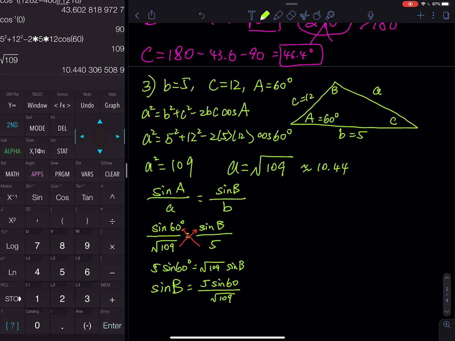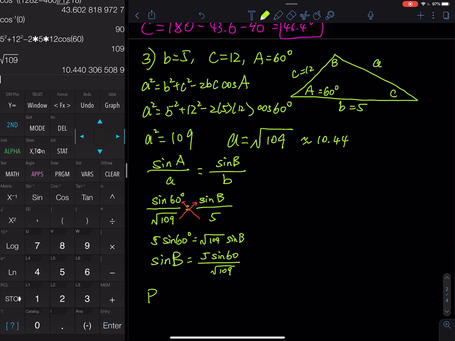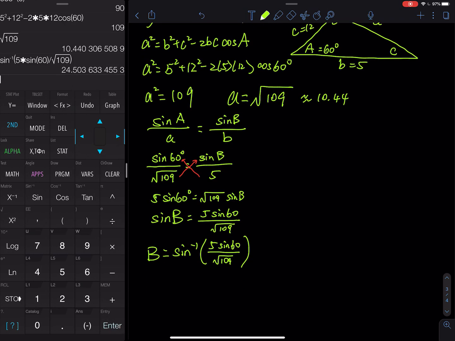Let's take the inverse sine. So we have B equals inverse sine of 5 times sine of 60 divided by the square root of 109. So inverse sine, we have 5 times sine 60 divided by the square root of 109. Close parenthesis for the entire inverse sine. We have 24.5. So we have B is around 24.5 degrees.